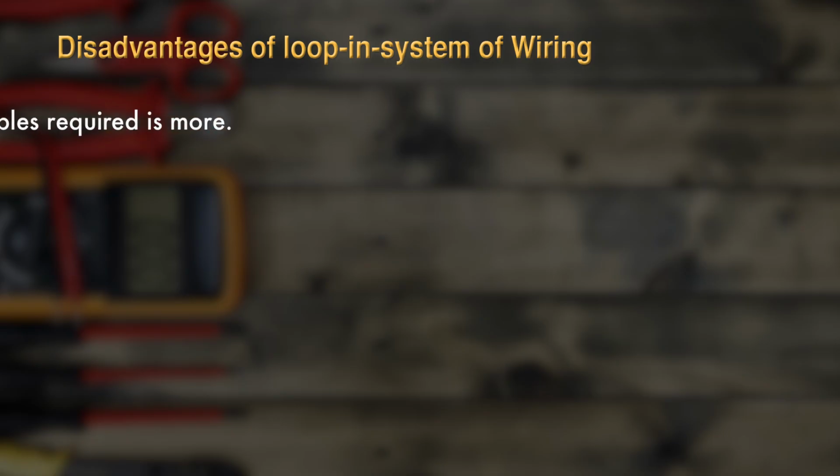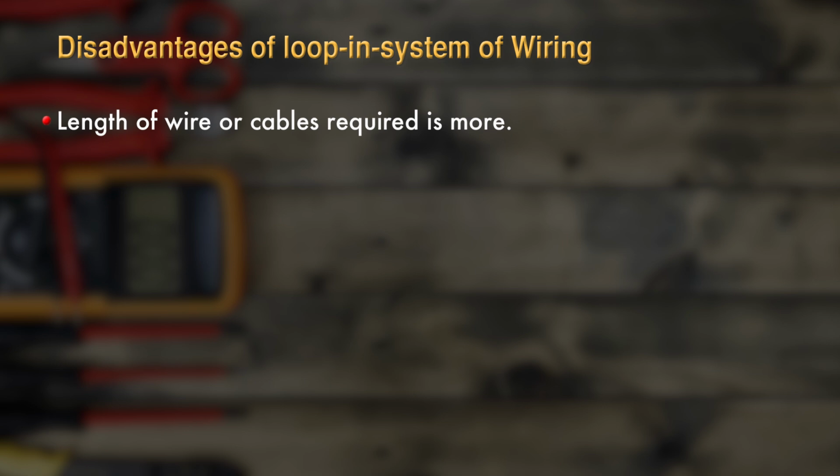And the third advantage is that it is easy to locate the fault. Now, because the loop-in system has some advantages, at the same time it will have some disadvantages too. The disadvantages of the loop-in system of wiring are as follows. First, the length of wire or cable required is more. If the length is more, of course the resistance of that wire will be more. If the resistance of the wire is more, what is the second disadvantage? Voltage drop will also be more, because as length increases, the resistance of the wire also increases.